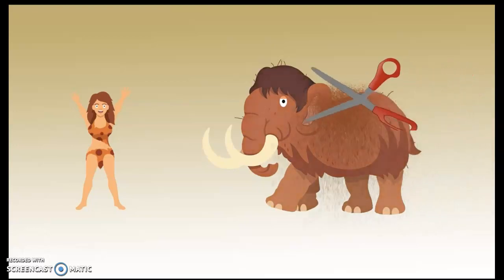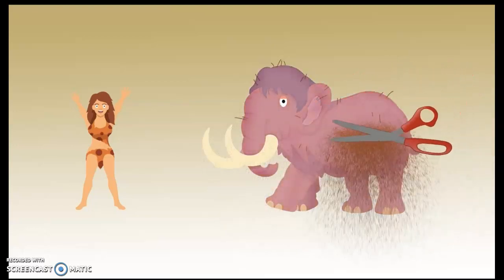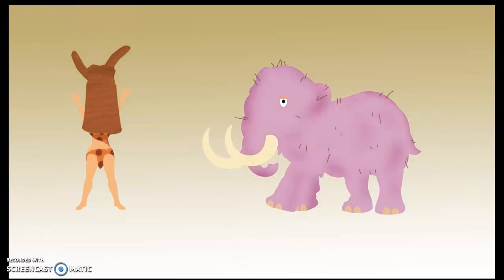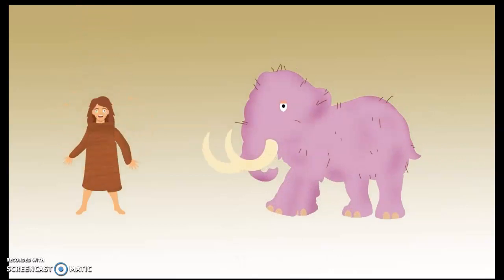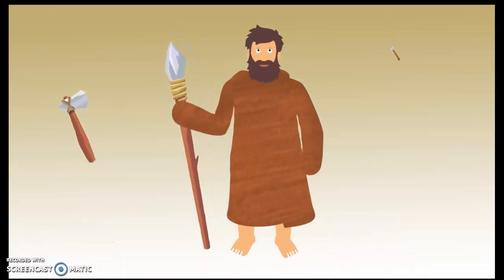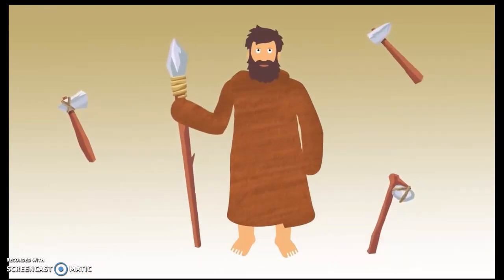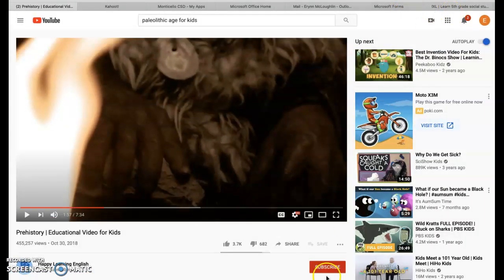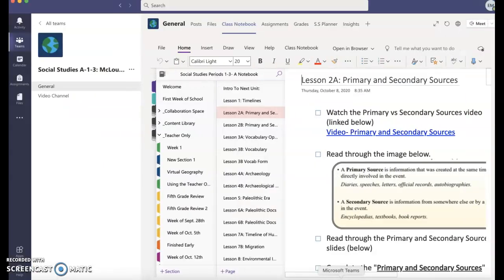Both Paleolithic men and women wore animal skins which they had hunted previously, and they used tools such as an axe and spears made out of stones, wood and bones, which they themselves carved.